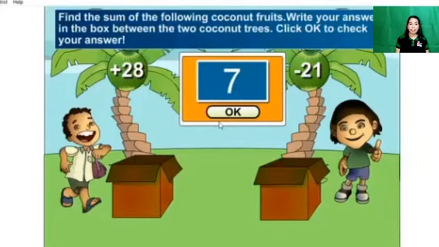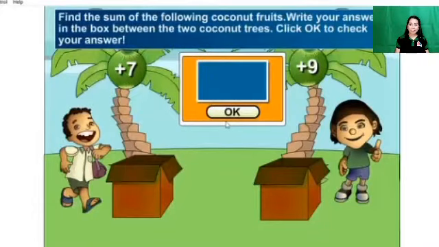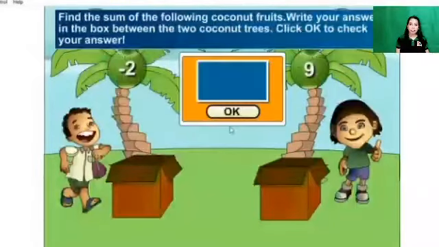Negative 7 and positive 9, what's your answer? Is it positive or negative 1? Oh, no. Positive 13. The answer is positive 13. Is it correct? Positive 7 plus positive 9. Is it 16? Very good. Negative 2 and positive 9. What's your answer? You have to find the difference. 6, positive 6. Is it correct?